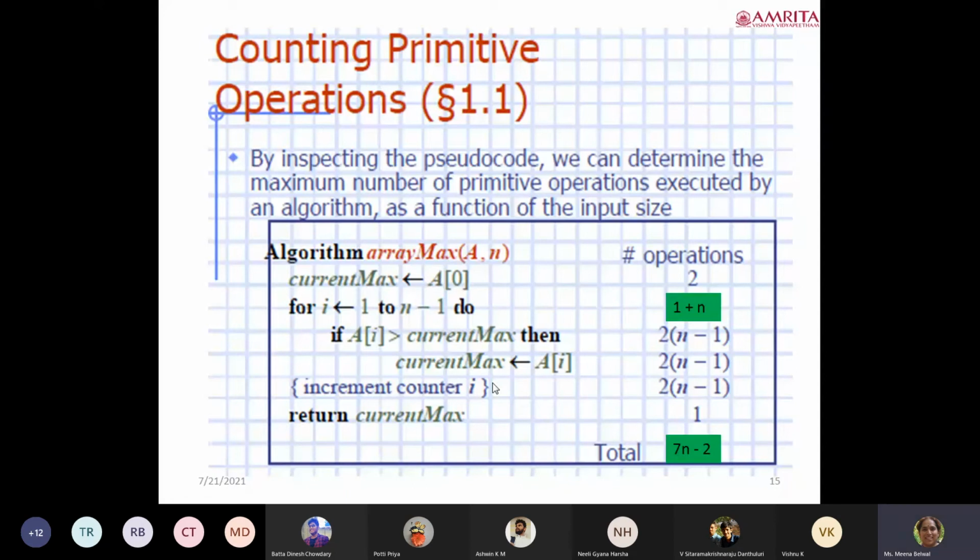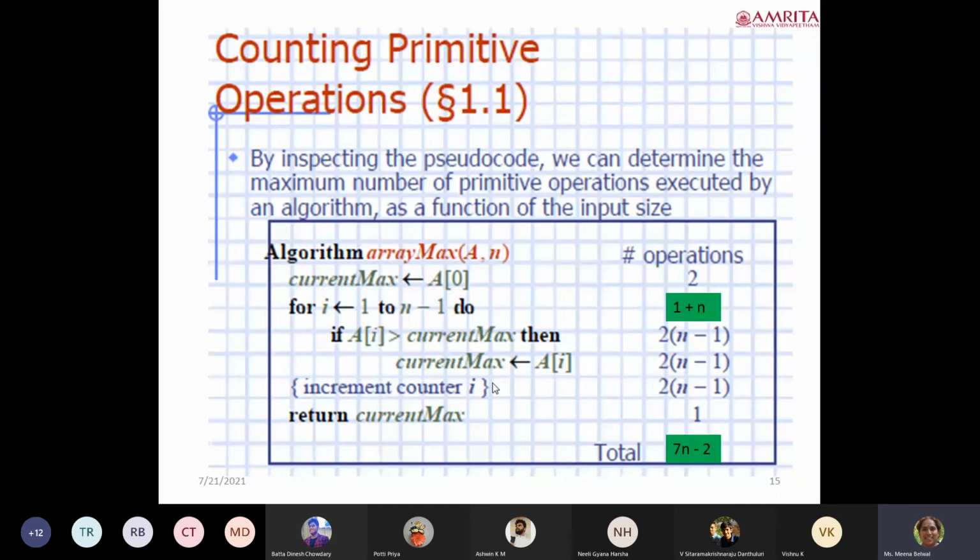So that comparison operation is not true, but because of that, this n has come. Later we will forget it, but let us know the basics first, and then we will say we don't want to consider the constant value. Fine. But the primitive operation count is going to be 1 plus n.